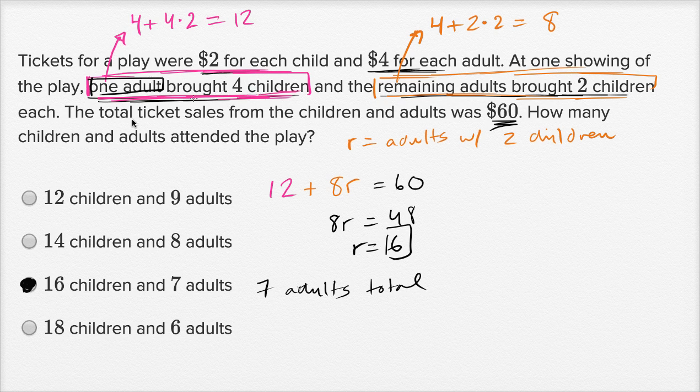Because this person up here in magenta would bring 4 children. So you'd have 4 children, plus 6 adults brought 2 children each. That 6 adults bringing 2 children each would amount to 12 children. And that indeed does add up to 16. But if you're under time pressure, you can see there's only one choice that has 7 adults, so you can just pick that one.